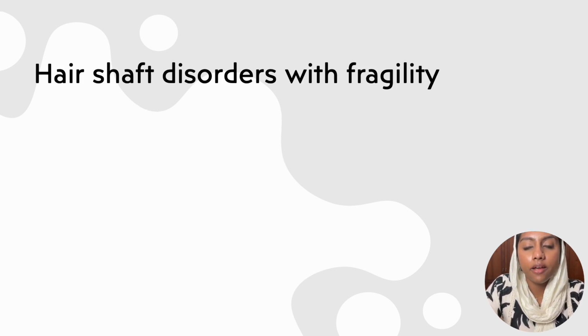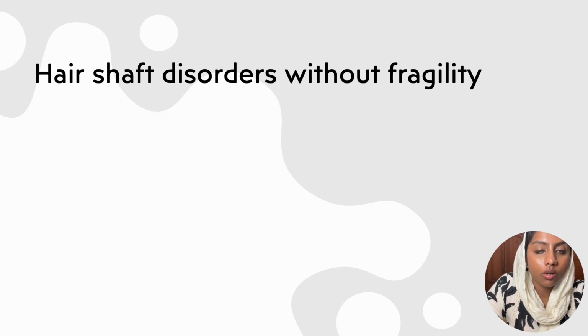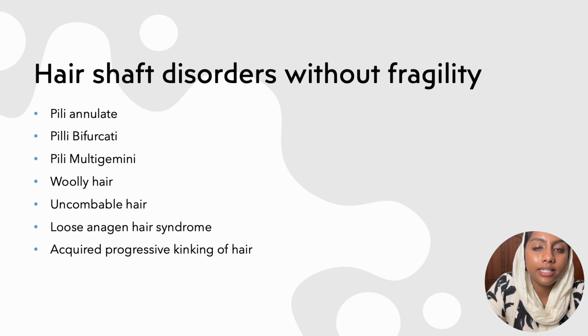First, hair shaft disorders with fragility. These are basically trichorrhexis nodosa, trichorrhexis invaginata, monilethrix, pili torti, trichothiodystrophy, and bubble hair. These are the main causes of hair shaft disorders with fragility. And coming to hair shaft disorders without fragility, these are basically woolly hair, uncombable hair syndrome, loose anagen hair syndrome, pili multigemini, pili bifurcati, and pili annulati. We'll delve into detail about each of these conditions.